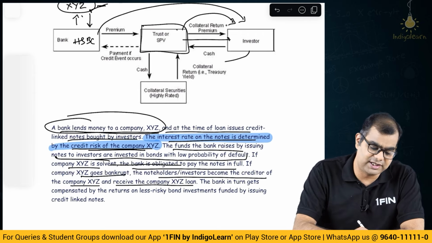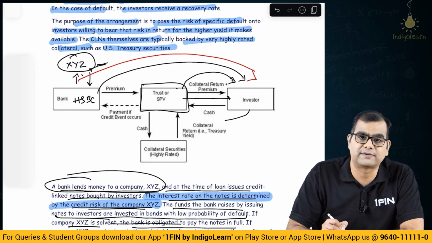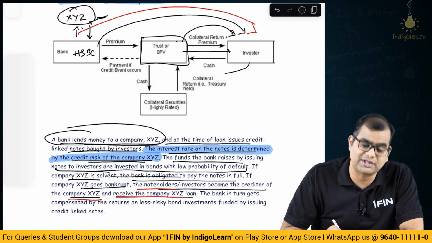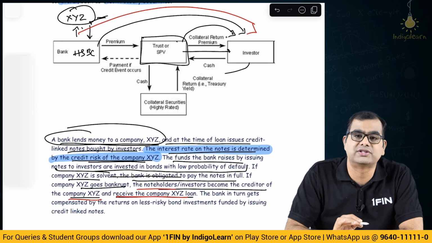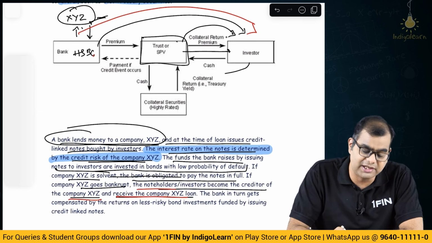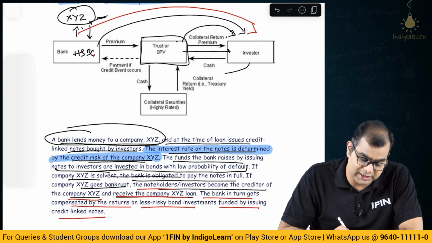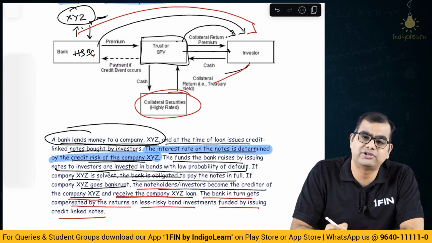So, if at all XYZ defaults, then this entire loan gets shifted here to the investor. The note holders, the investors, become creditors of the company and receive the XYZ loan. So, if the company defaults, you are selling off the loan. If the company doesn't default, XYZ is still liable to HSBC. If the company defaults, HSBC is selling off the loan to the investor. The bank in turn gets compensated by the returns on less risky bonds funded by issuing the credit-linked note. So, you have downsold the loan and then the money is basically invested in some securities. On those securities, you are earning a low return.